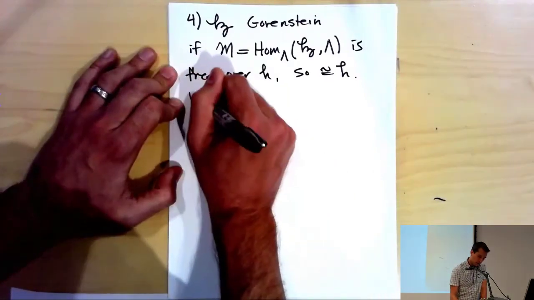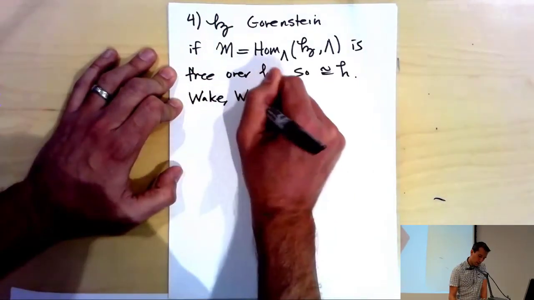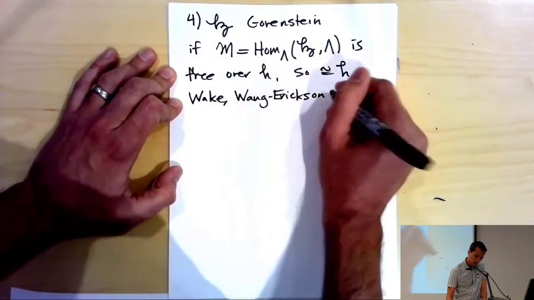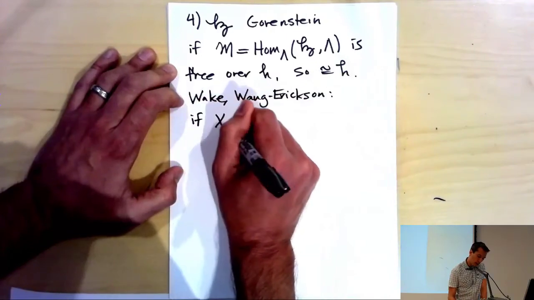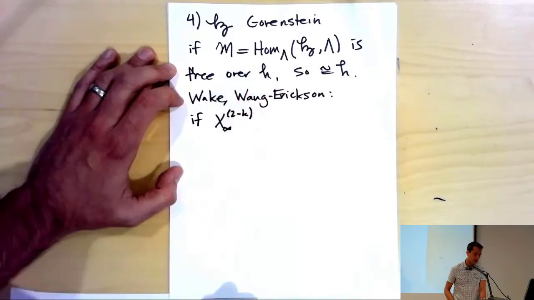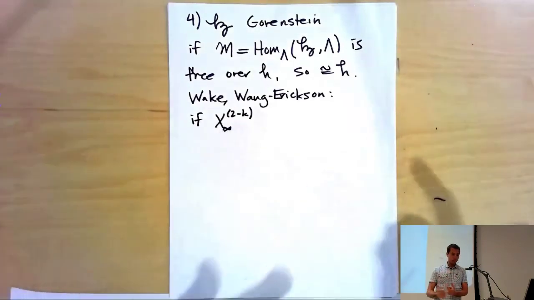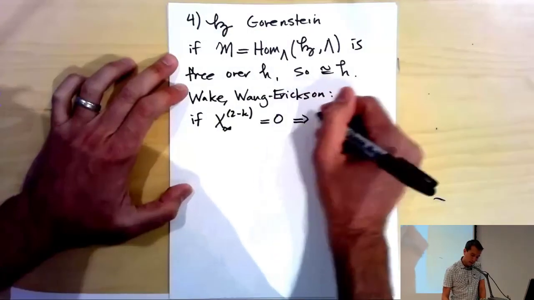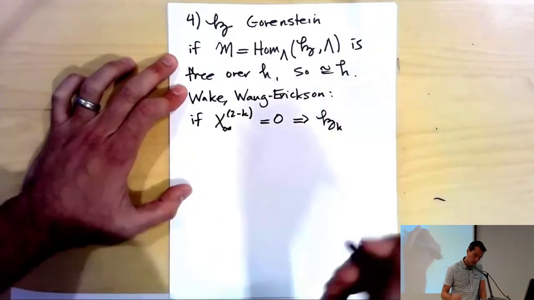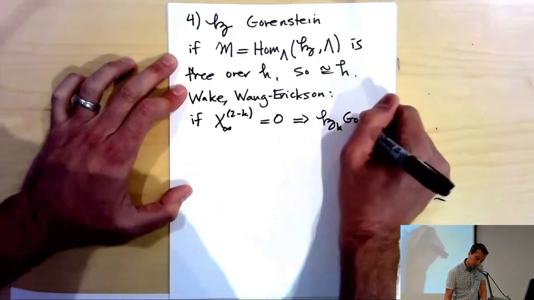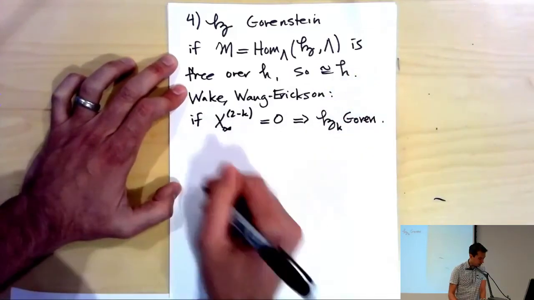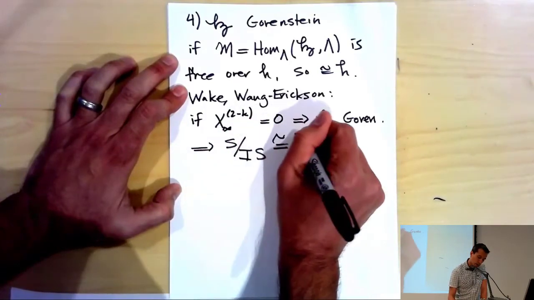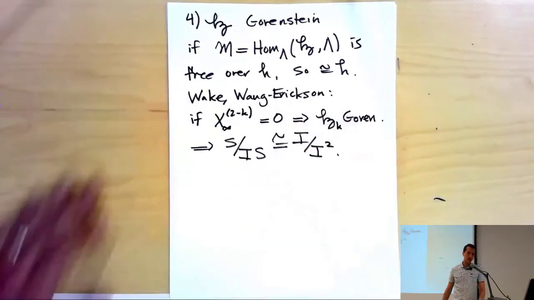So Wake and Wang-Erickson proved that if the 2 minus kth eigenspace, that's some even eigenspace, but not the one reflected from the 1 minus kth, is 0, then this H in the 2 minus kth eigenspace is Gorenstein. And in turn, that implies actually that S mod IS is the Eisenstein ideal mod its square. So that's kind of interesting.